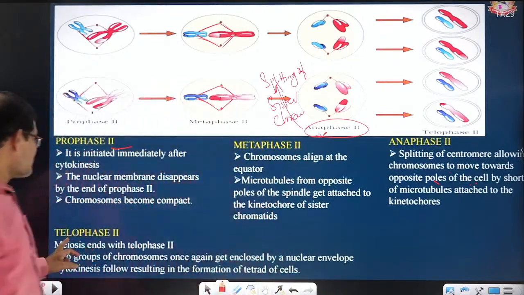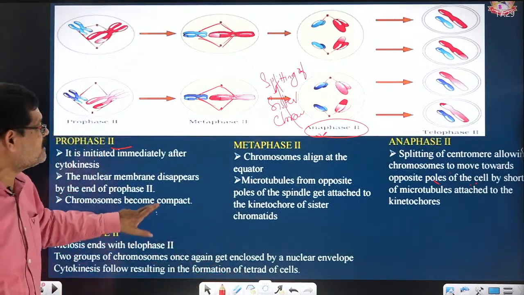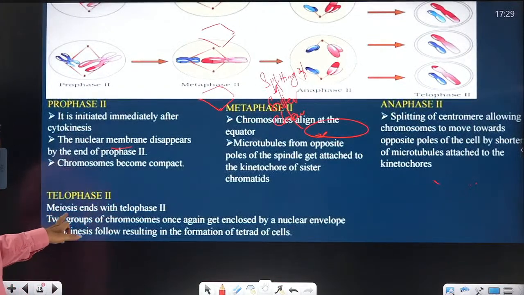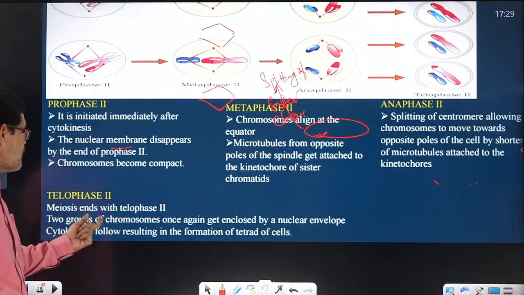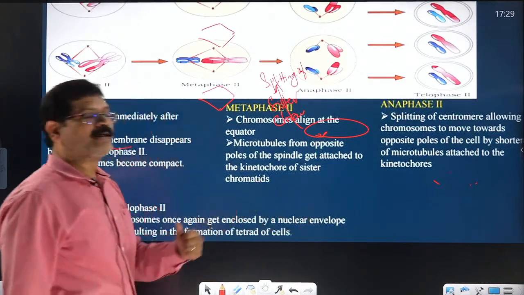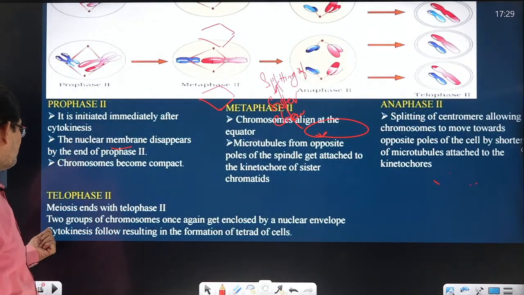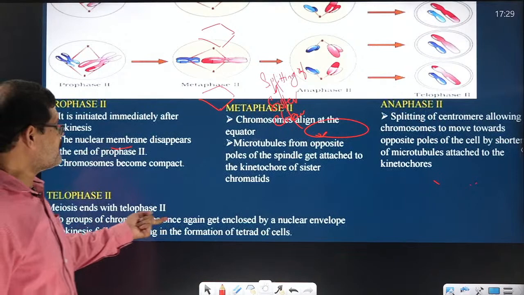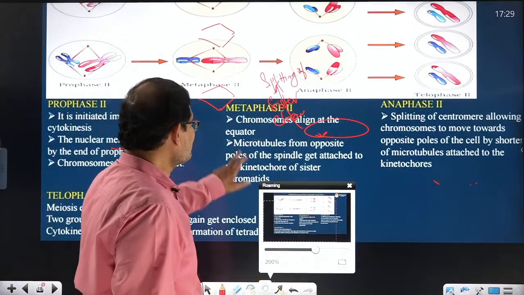Now we come to the next one, which is called telophase 2. What is telophase 2? What are the things that happen in telophase 2? See here, meiosis ends within telophase 2. Two groups of chromosomes once again get enclosed by the nuclear envelope, which is very, very important. Cytokinesis follows, resulting in the formation of a tetrad. Cytokinesis will happen here.